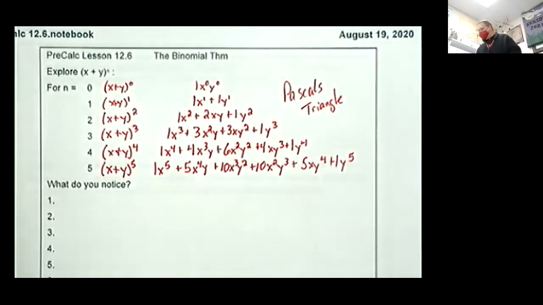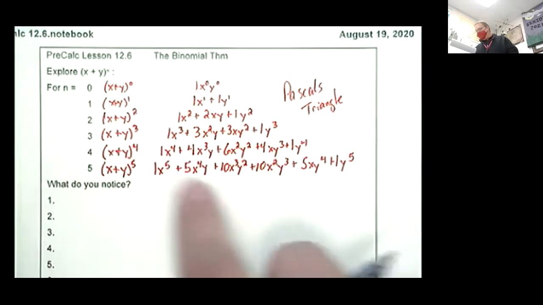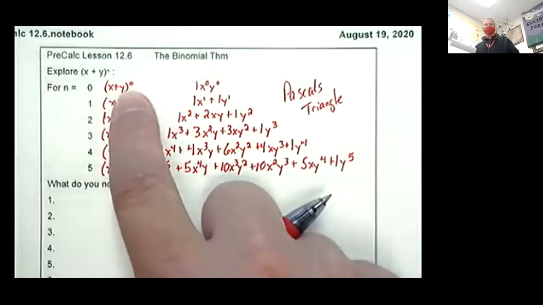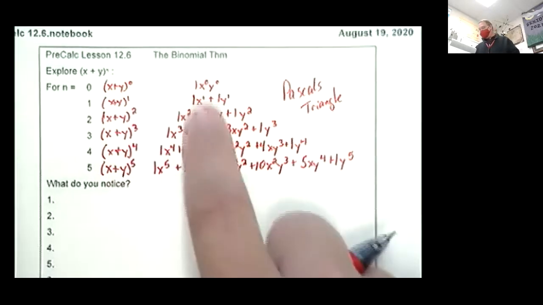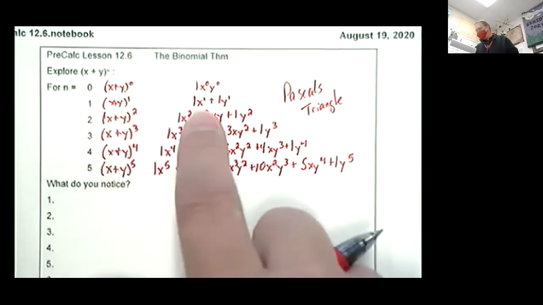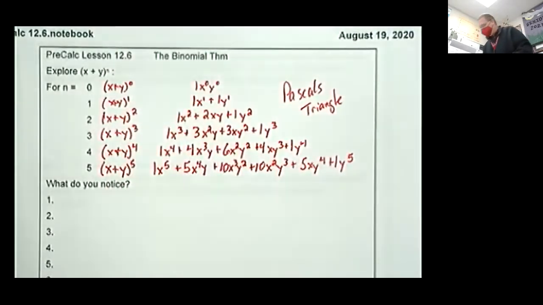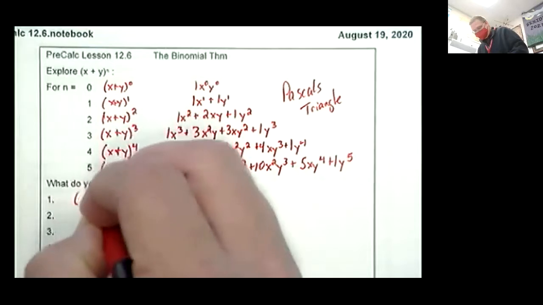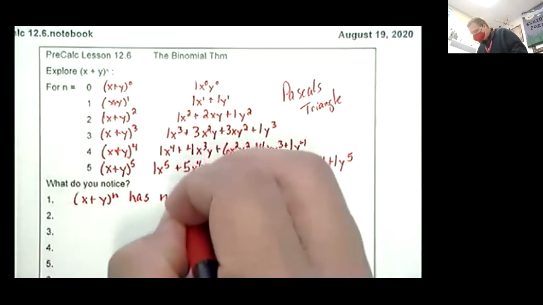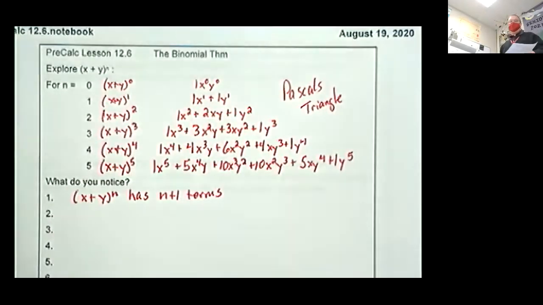The first thing you'll notice is whatever n is, that binomial expansion has n plus 1 terms. For example, n is 0, we have 1 term. It's just 1, but it is 1 term. 1 has 2 terms, 2 has 3 terms, 3 has 4 terms. So the first thing we notice is x plus y to the n has n plus 1 terms. So if we did n to the 10th, there would be 11 terms.